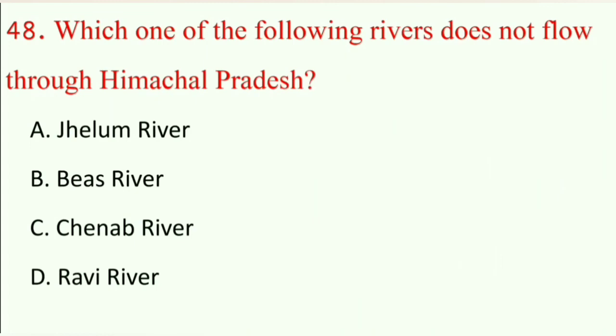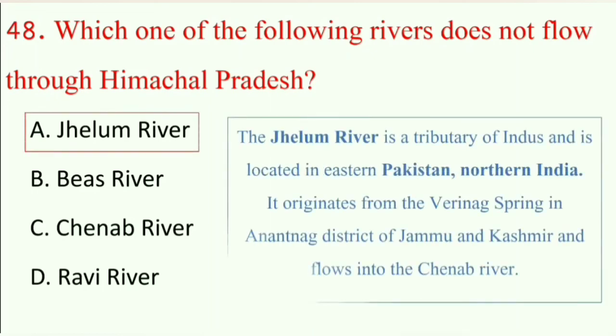Next, which one of the following rivers does not flow through Himachal Pradesh? Answer: A. Jhelum River. The Jhelum River is a tributary of Indus and is located in eastern Pakistan, northern India. It originates from the Verinag spring in Anantnag district of Jammu and Kashmir and flows into the Chenab River. So, Jhelum River does not flow through Himachal Pradesh.